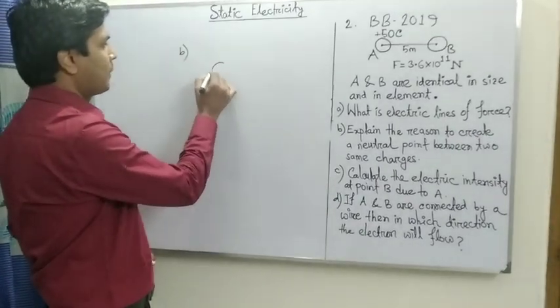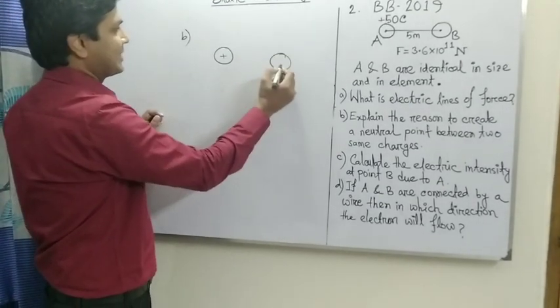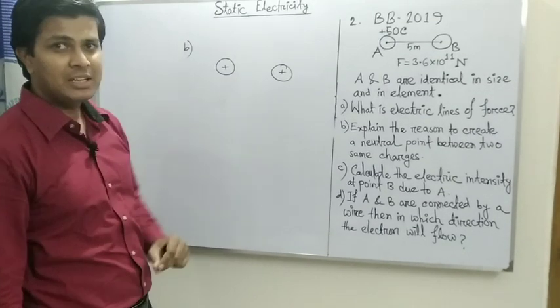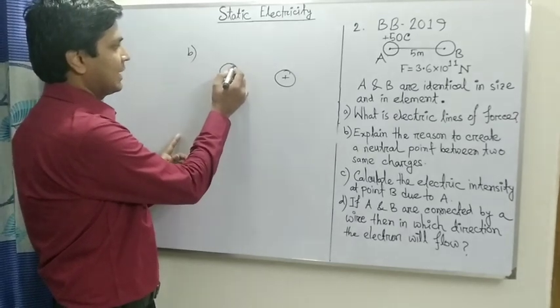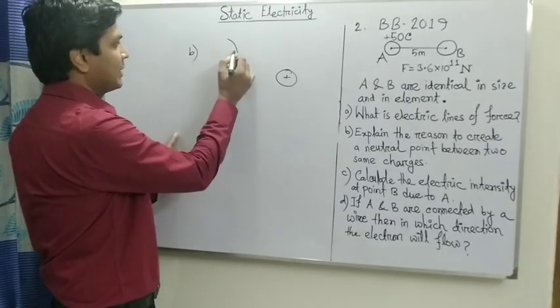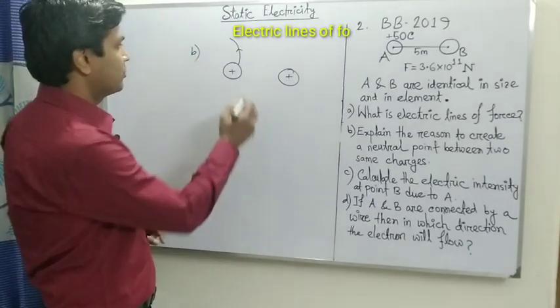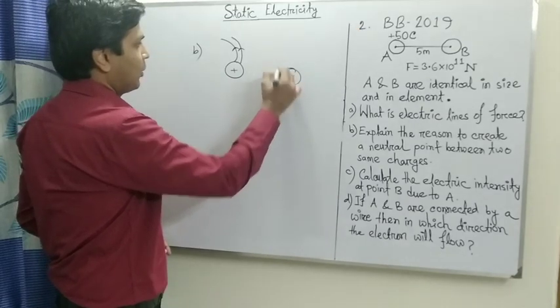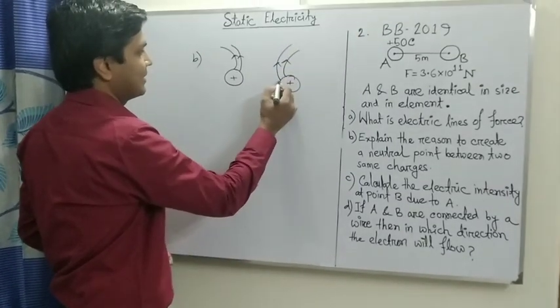Question number 2. Here we take two similar charges, two positive charges, and we know the electric lines of force will generate on the surface and go outside. That means the electric line of force, which is an imaginary line of force, and we know the electric lines of force do not intersect each other.